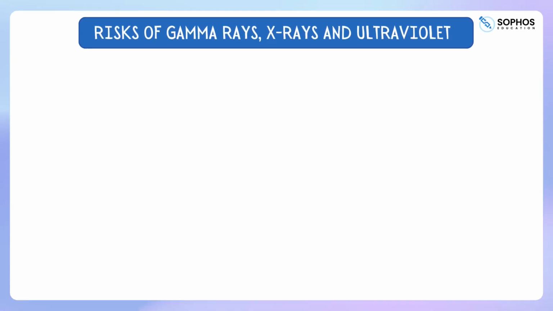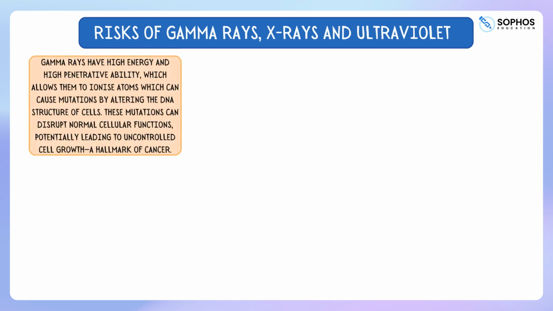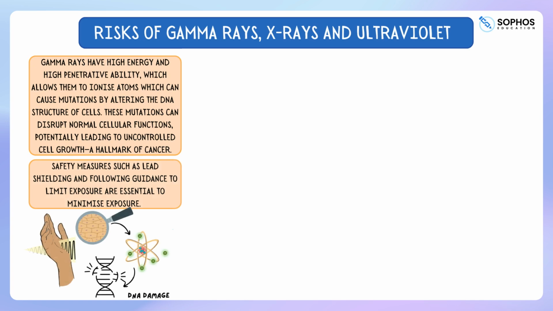In today's lesson, we examined the risks associated with gamma rays, X-rays, and UV radiation. We learned that gamma rays, with their high energy and penetrative ability, can ionize atoms and damage DNA, increasing cancer risk. Safety measures such as lead shielding are essential to minimize exposure.